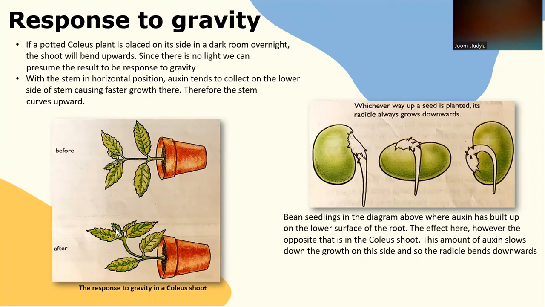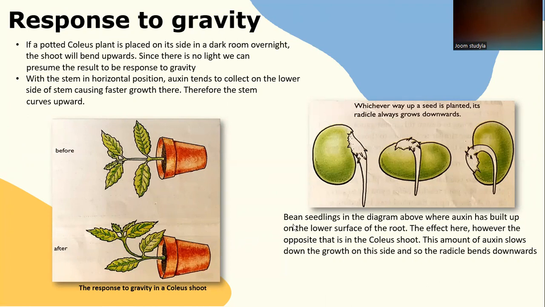Since there is no light, we can presume that the result is a response to gravity. Actually this is the gravity, but the shoot tries to move to the other side. So with the stem in a horizontal position, auxin tends to collect on the lower side of the stem, causing faster growth there. Therefore, the stem curves upwards. This shows the example of the response to gravity in the coleus shoot.